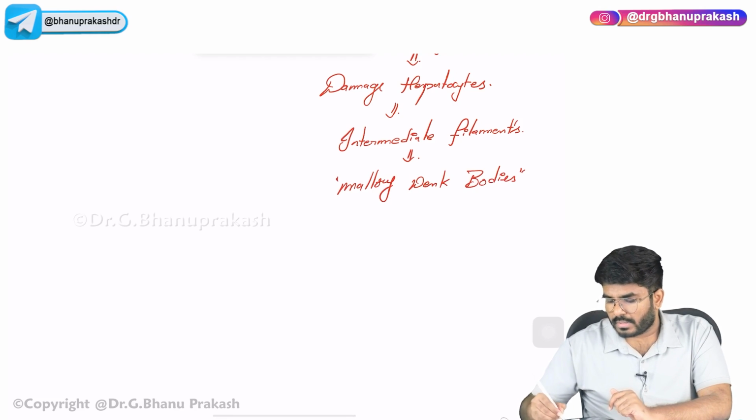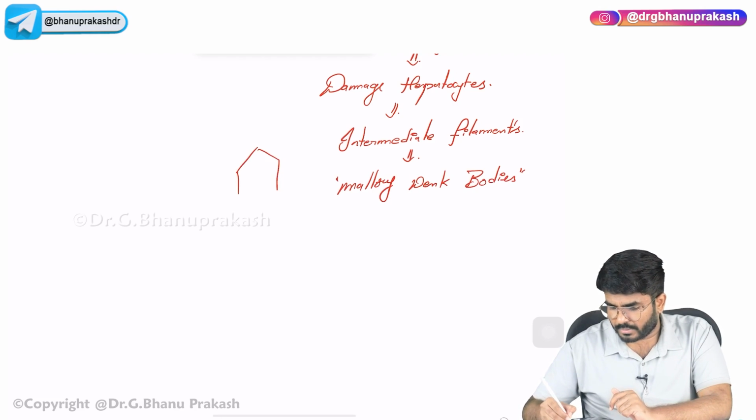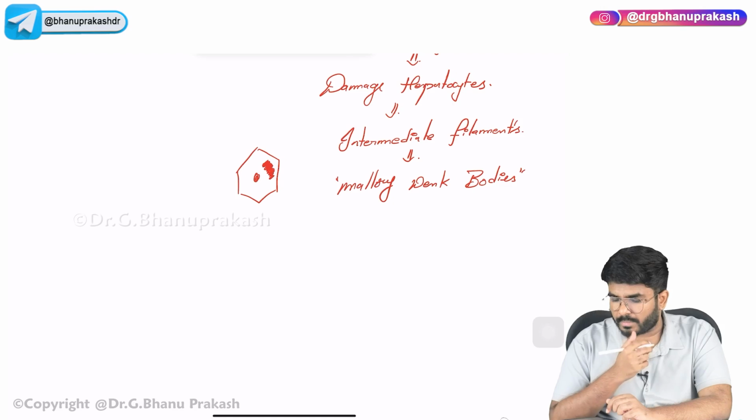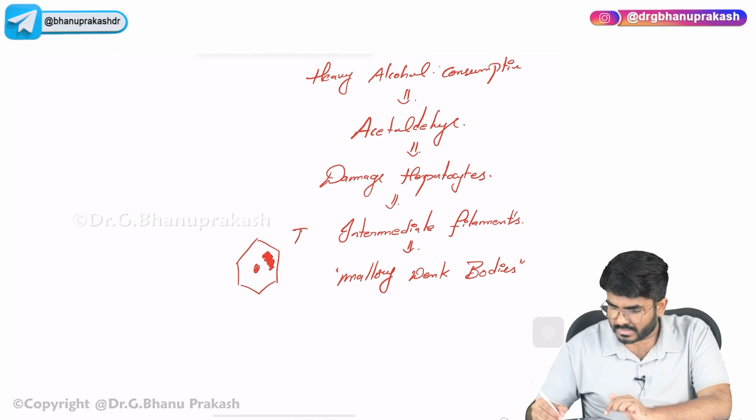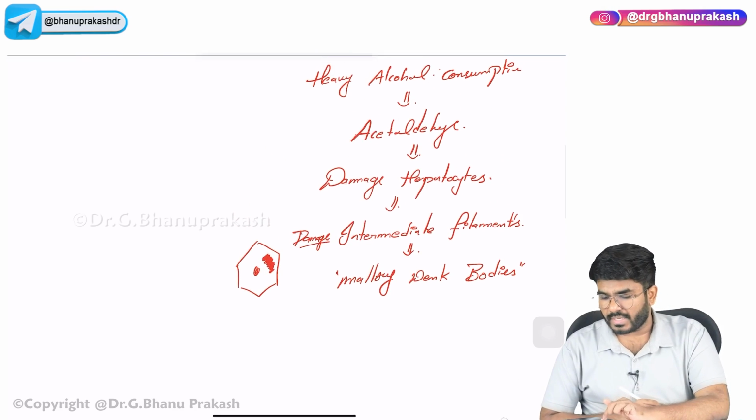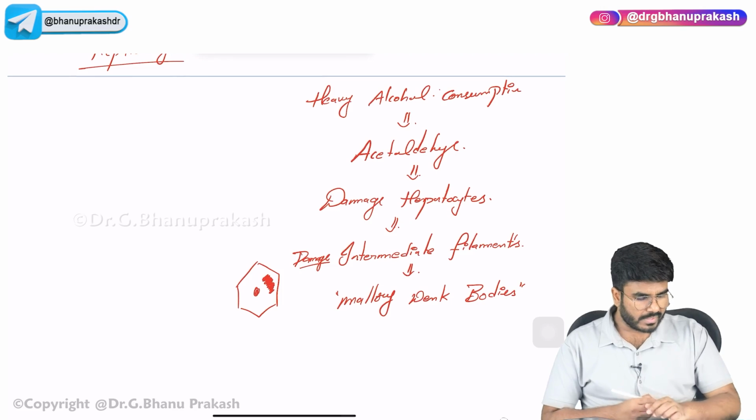So now in the hepatocyte, if you look here in a hepatocyte, you are going to see this Mallory Denk bodies. Okay, these inclusions which are seen in the cytoplasm, these pink color inclusions which you see in the cytoplasm, these are called as the Mallory Denk bodies, which are nothing but the damaged intermediate filaments. So this is what is seen, sir.